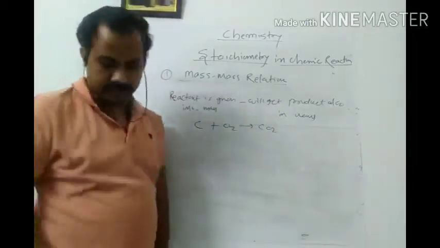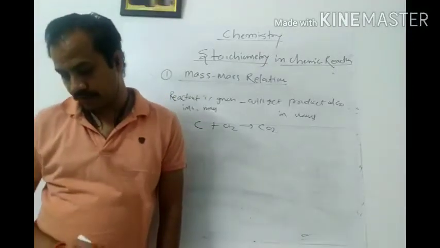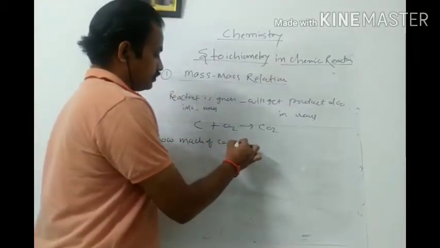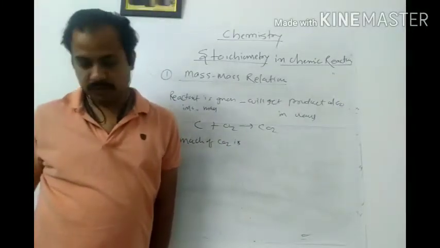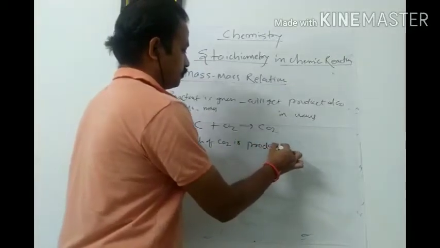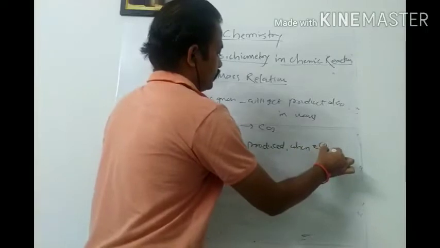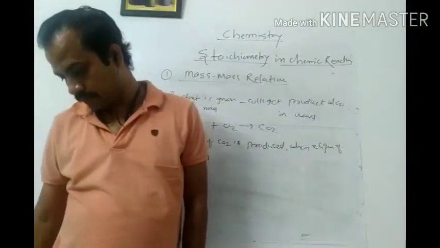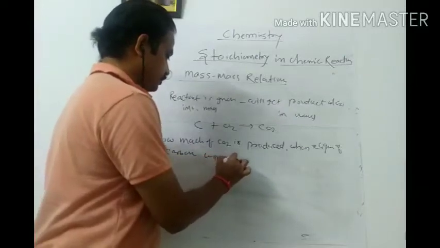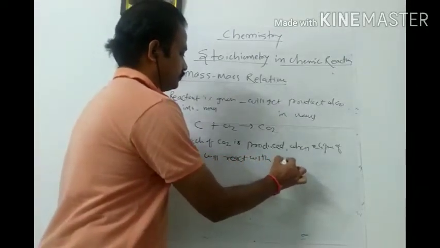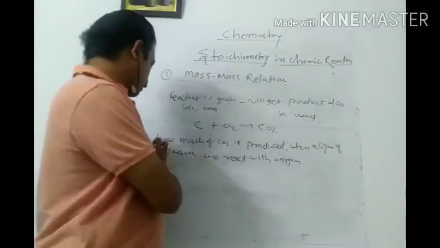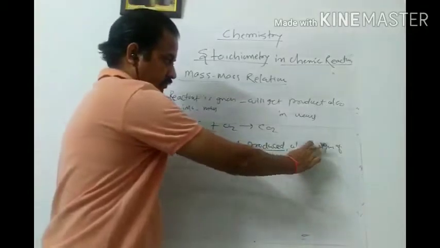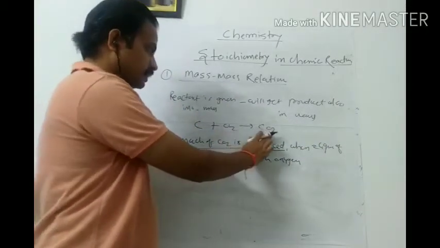The question is like this: how much CO2 is produced when 24 gram of carbon reacts with oxygen? This is the quantity we have to find out.